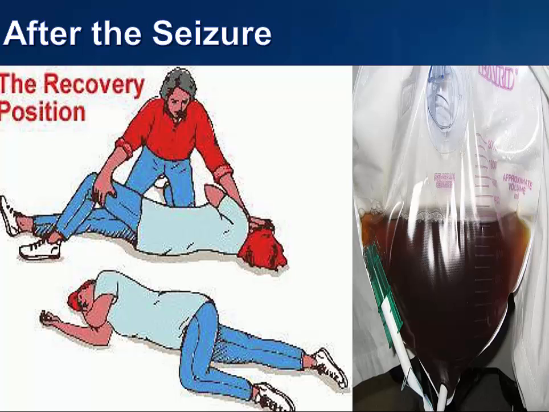Dilantin is given no more than 50 milligrams per minute and can be given IV push, but be careful, the patient may get hypotensive. Once seizures are controlled, the drug should be continued without interruption until patients have been seizure-free for at least 2 years.